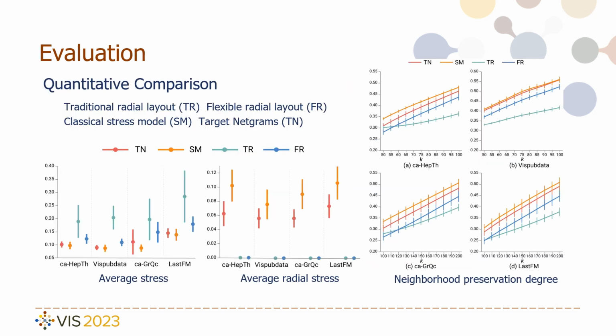We first compared our method with the 3 most important related works on structural preservation. In summary, Target Netgrams performs better than most of the baselines on these 3 metrics. Although stress error and neighborhood preservation of Target Netgrams are slightly worse than those of the stress model, our method is able to maintain the radial level constraint.